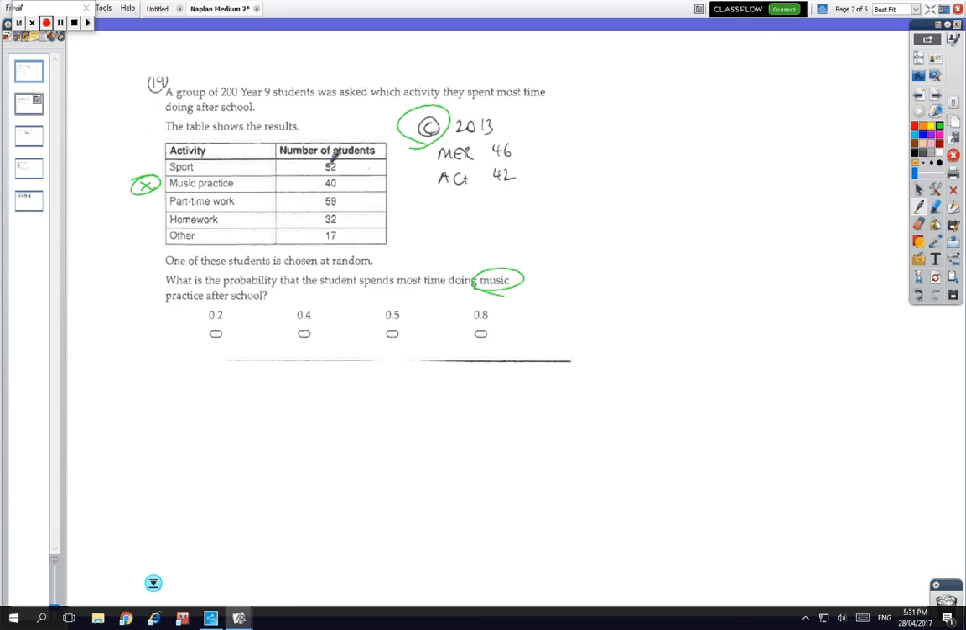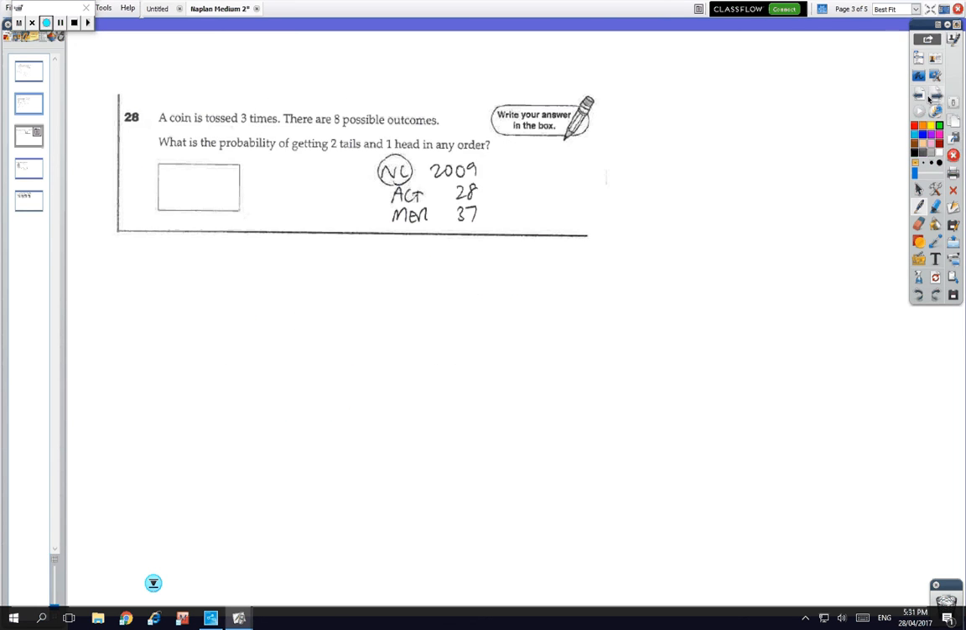Okay, so the first thing you have to do is work out how many students there were, and you're actually told there's 200 students. So that's straightforward. Then of the 200, there's 40, so 40 out of 200. If you do that on your calculator, you get 0.2, and that's the probability. Again, I'm not sure why kids had trouble with that, because that's pretty straightforward. Okay, let's move along.